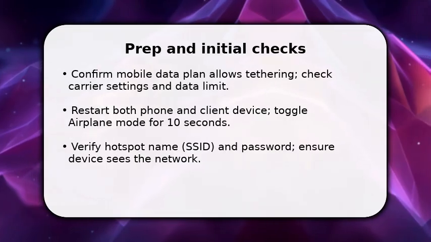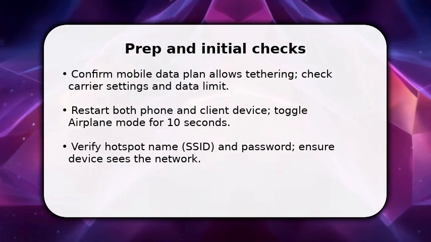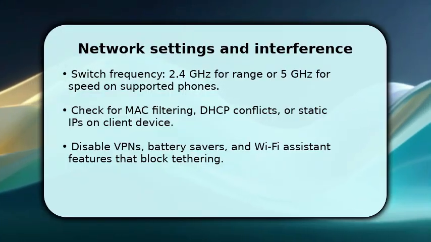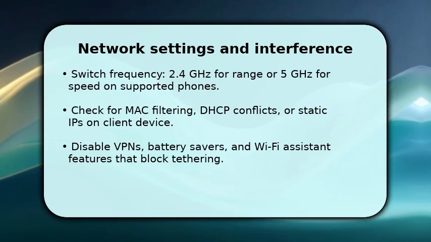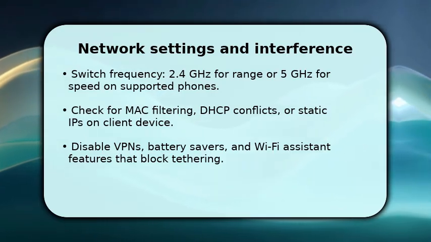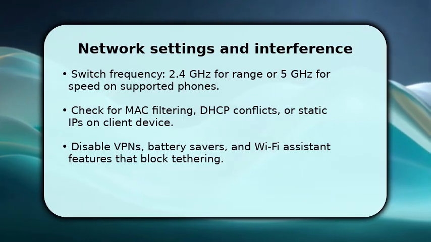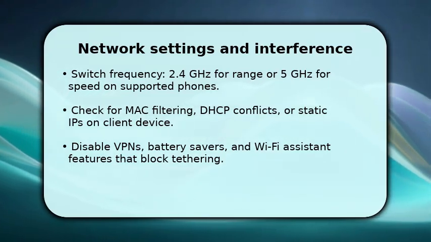Next, you dive into the phone's hotspot settings. Change the band to 2.4 GHz if connections drop at distance, or 5 GHz for faster, short-range links. This fixes many compatibility issues. Once changed, inspect the client for static IPs, MAC filters, or DNS misconfigurations that prevent leases. Also disable battery saver, Wi-Fi assistant.